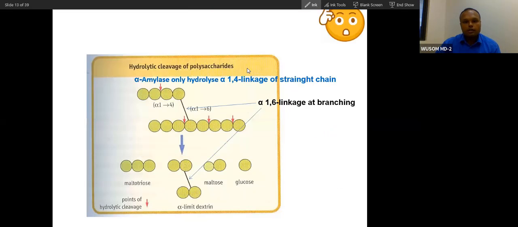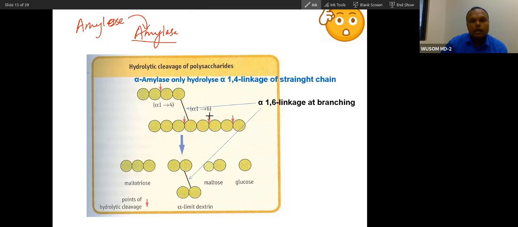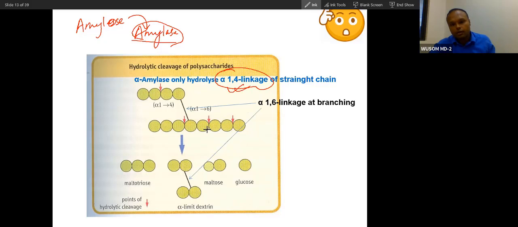Now, this is very important. I think you will never forget amylase. The name amylase came from amylose, because it breaks this amylose completely. That is why it is called amylase. So that is how you can remember the name. The function of amylase is only on the alpha 1,4 linkage. This is a very important question.